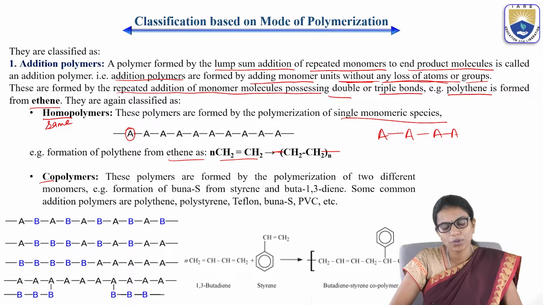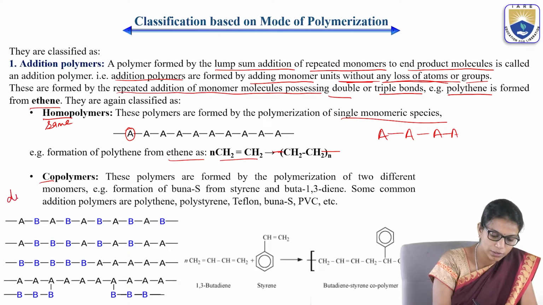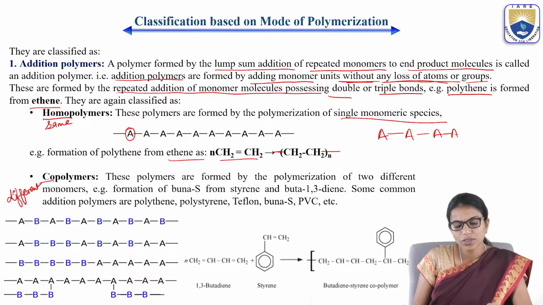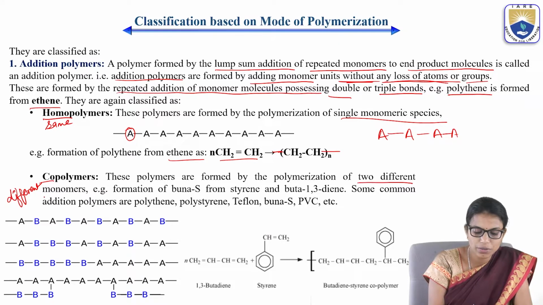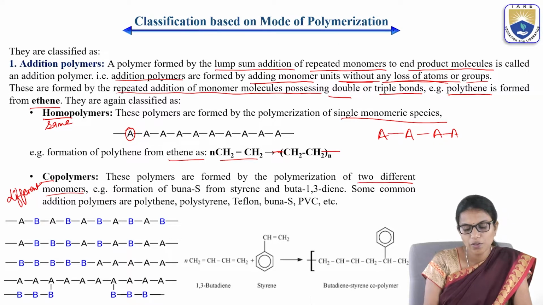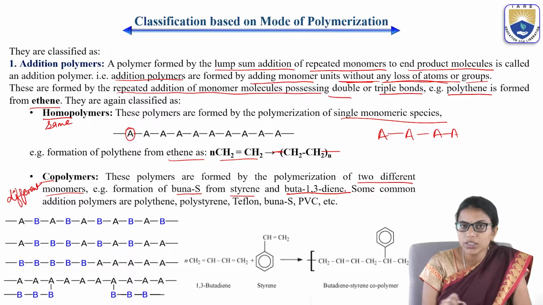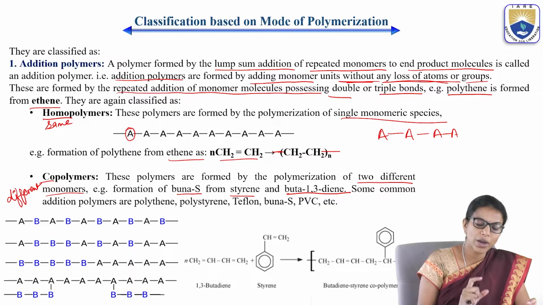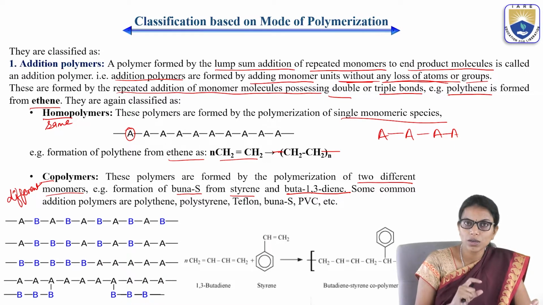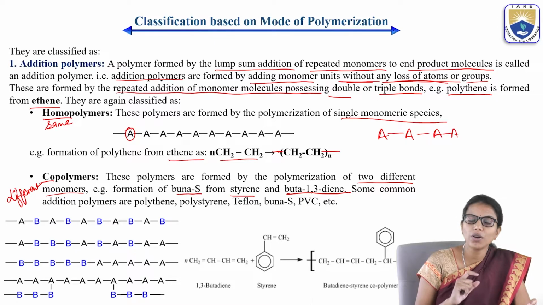Now coming to the copolymer. Co means different. Copolymers are formed by the polymerization of two different monomers. For example, formation of Buna S from styrene and buta-1,3-diene. If two types of molecules are there, and during the process of polymerization there is no loss of molecule, it will be known as a copolymerization of addition polymer.